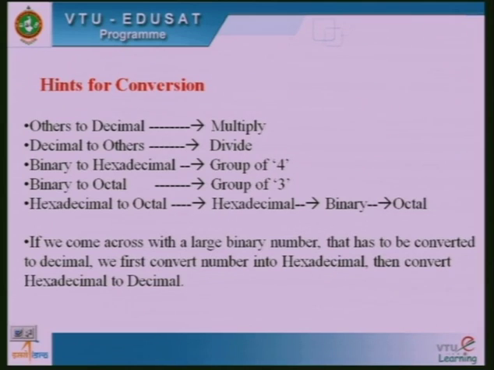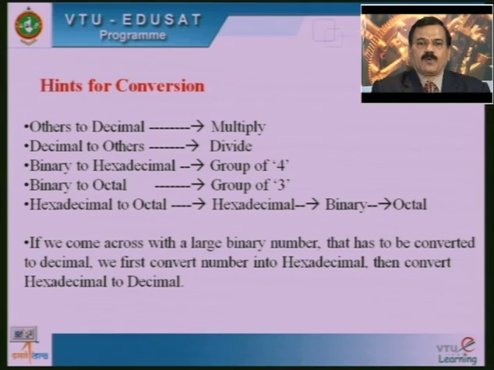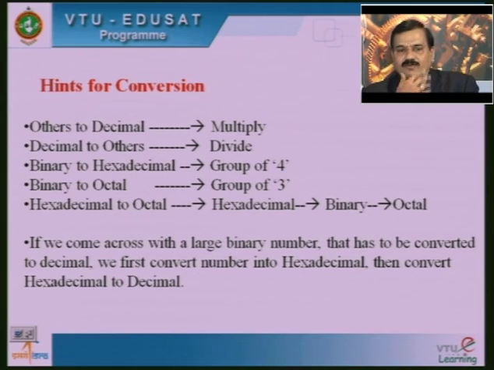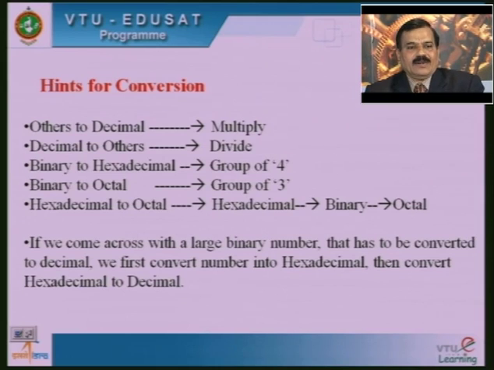Then what we are going to do is make groups of 4 digits, from right to left before the radix point, and from left to right after the radix point. After that, we convert each group into the equivalent hexadecimal digit. Similarly, for binary to octal, instead of making groups of 4, we make groups of only 3, and then the octal number is formulated.